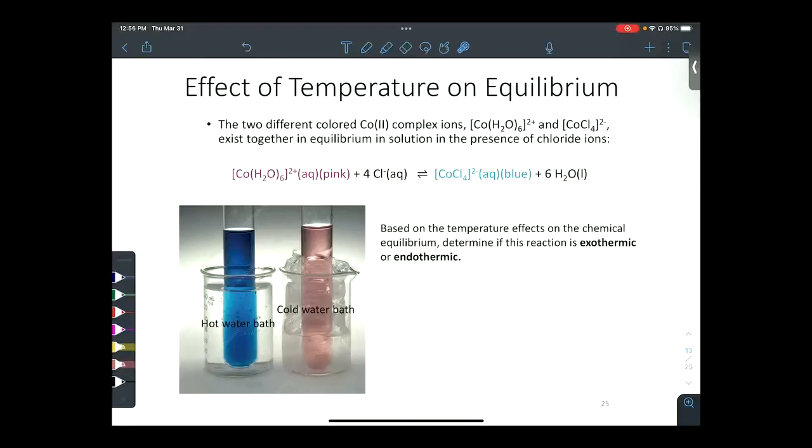So anyway, what I want you to see is that there's an equilibrium, okay? On the reactant side, we have a complex that's pink. On the product side, we have a complex that's blue. So I give you a picture here and tell you, if I put this reaction that's at equilibrium in a hot water bath, it turns blue. But if I put that same test tube into a cold ice water bath, it turns pink. From that information, can you tell me, is this an exothermic reaction or an endothermic reaction?